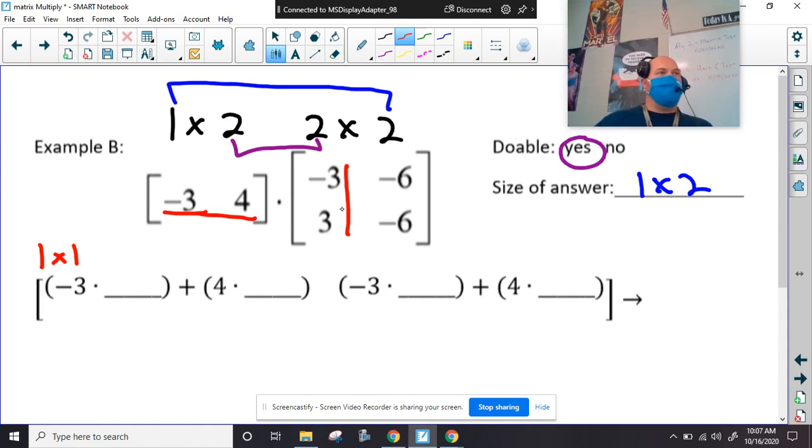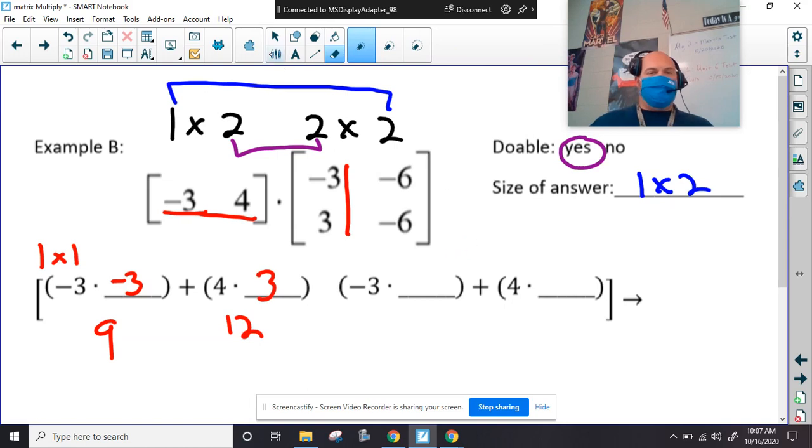Say again? Very good. Negative 3 times negative 3. Exactly. All right. And then this is going to be 4 times positive 3. So this is 12. All right. Now, for this answer, this is in the first row, second column.